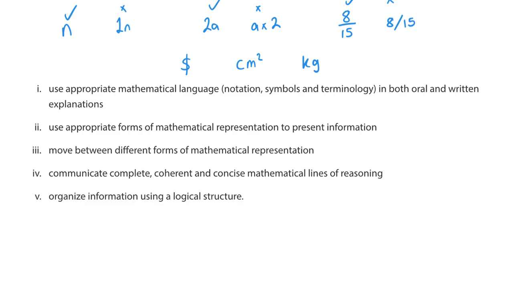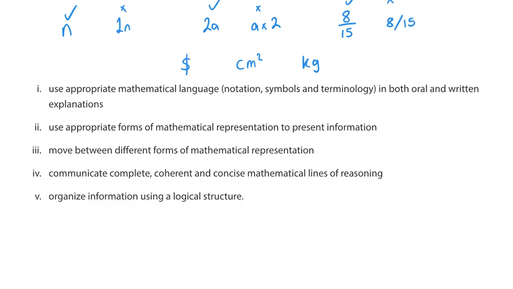From MYP 2, you need to be able to move between different forms. So maybe you'll have the information in a table and you'll need to be able to draw that onto a graph. Or maybe you're given a worded scenario that you could represent as a diagram and then highlight the relationship as an algebraic expression. These strands also look at how these representations are constructed.